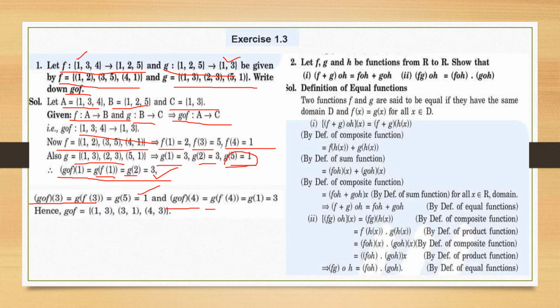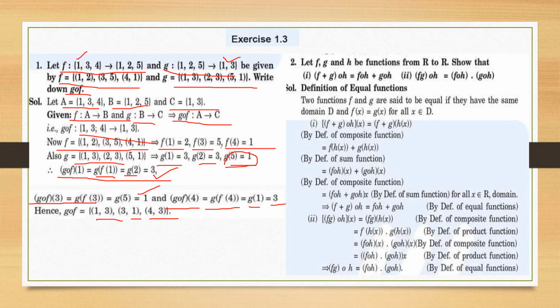g∘f of 4 is g of f of 4. What is f of 4? f of 4 is 1. So g of 1 is 3, right? So what do I get? I get the pairs (1,3), (3,1) and (4,3).